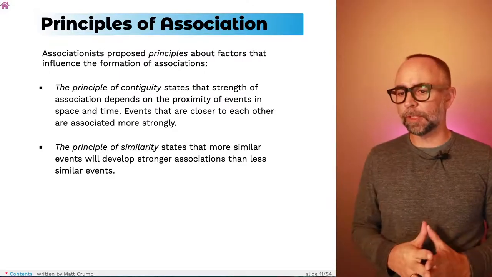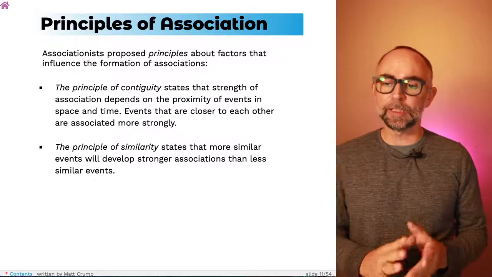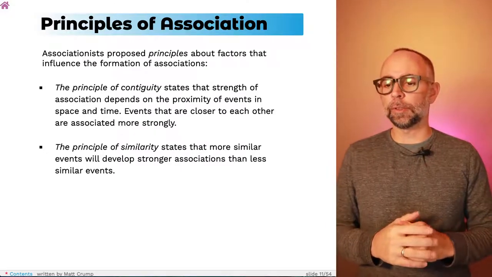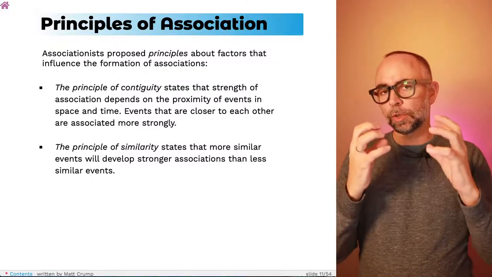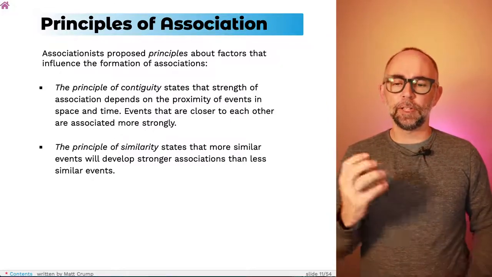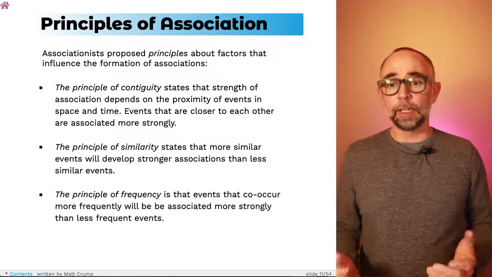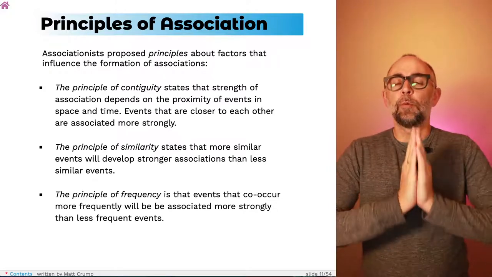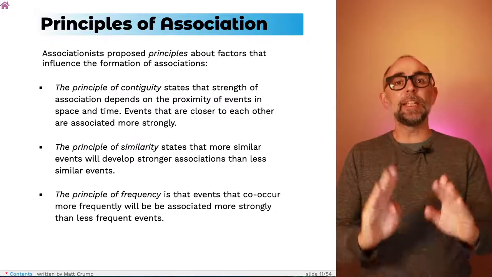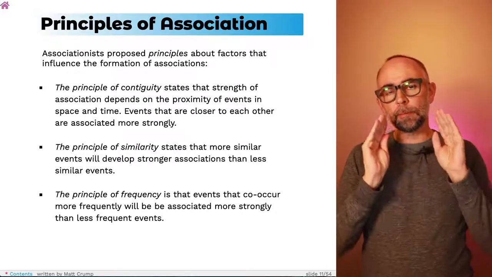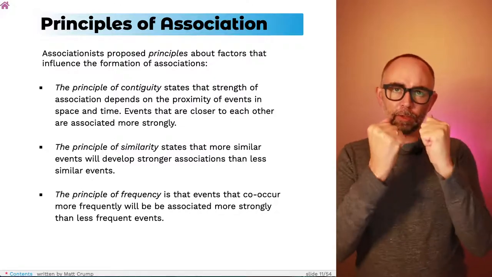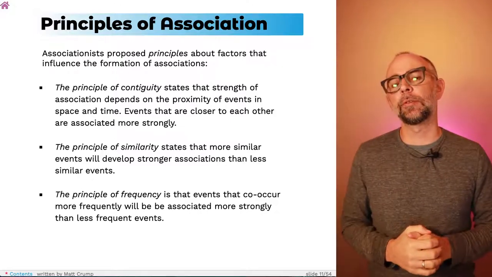Another principle is that of similarity. This is the idea that how similar two things are will determine how strong an association there is between those things. Next is the principle of frequency. This is the idea that when things happen together many times, the more pairings, the more frequently the pairings occur, the more association will happen between those two things.